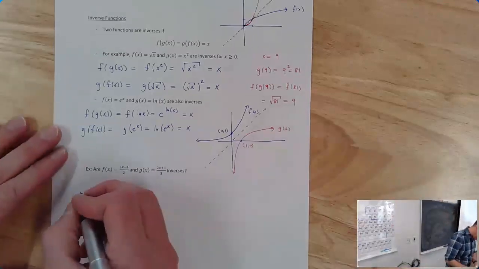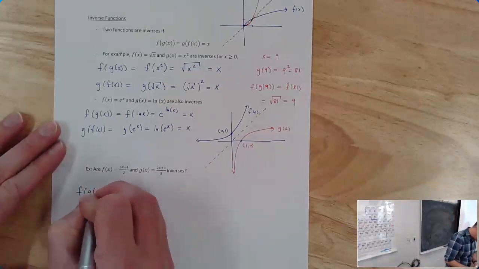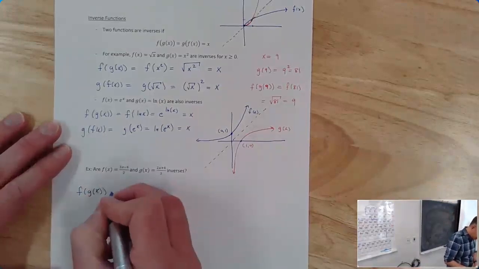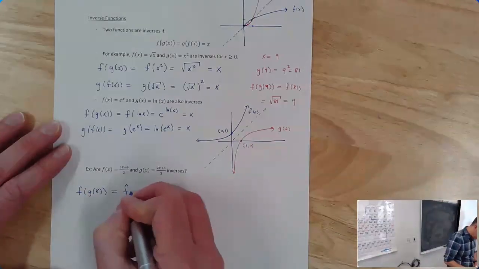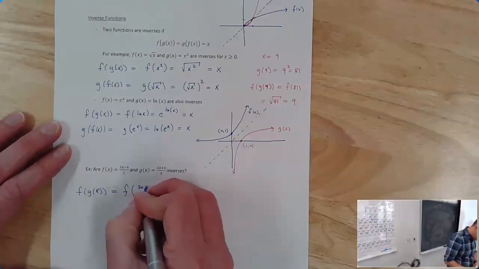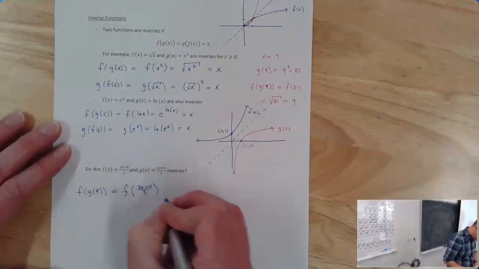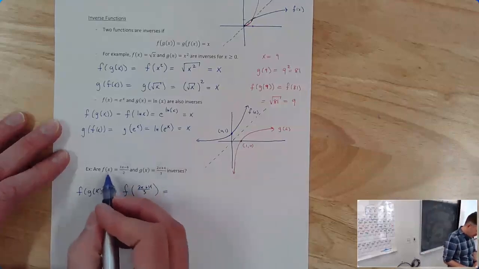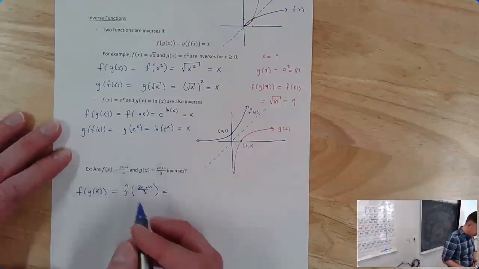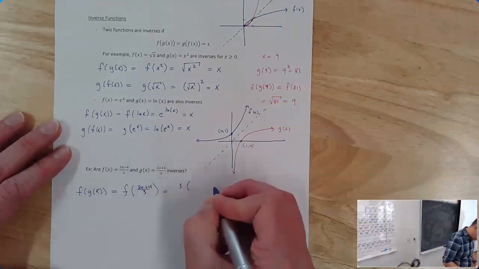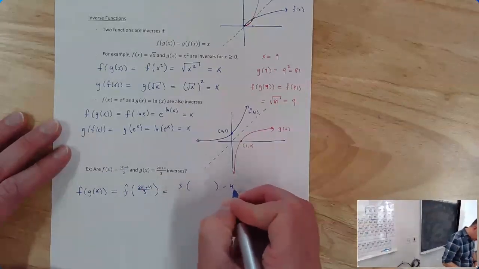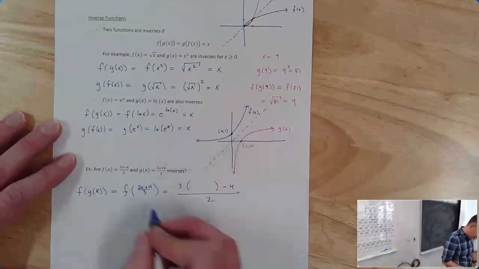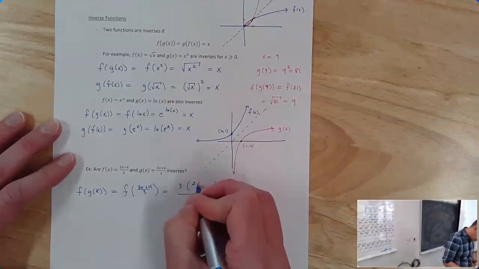So let's look at f of g of x. It's going to be a little gross. So f of g of x is f of (2x plus 4) over 3, which is, so I'm going to take my function f of x, which is 3 times (x minus 4) over 2, and write it as 3 times parentheses, minus 4, over 2. And then I'm going to plug in the (2x plus 4) over 3.